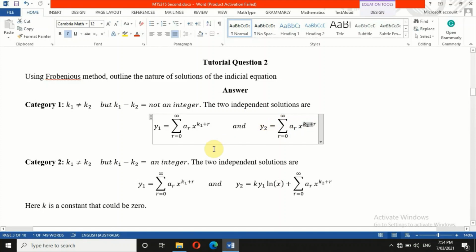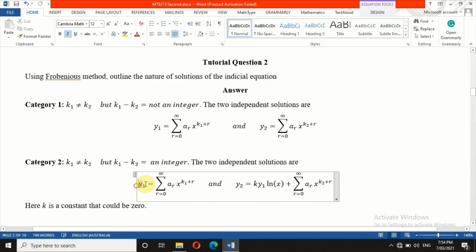Now let's go to the second case. The second case is this: if k1 is not equal to k2, but k1 minus k2 is an integer. Let me give you an example. Let's say you are solving a particular Bessel equation or any differential equation that has to do with special functions, and the roots of the indicial equation are not equal. Let's say, for instance, the first one is 2 and the second one is 1. The difference is 1, and 1 is an integer. In that case, there's something you must do.